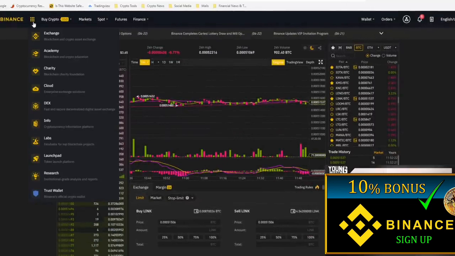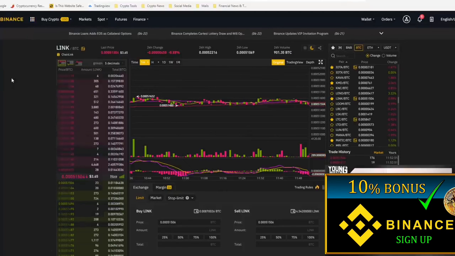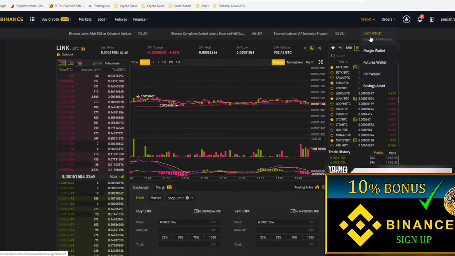You have other features on Binance like the Binance Academy, where you can learn about crypto, charity, the cloud, decentralized exchange, info, Binance Labs, Launchpad, Research, or Trust Wallet. Trust Wallet is a software wallet which you can use. It's a good wallet as well, but I would always recommend to use a hardware wallet. So all this stuff, it's not really relevant for you guys. So I think I have explained most of the basics of Binance, what you need to know, how you can buy an altcoin, how you can watch your spot wallet and deposit there, how you see your address, etc.